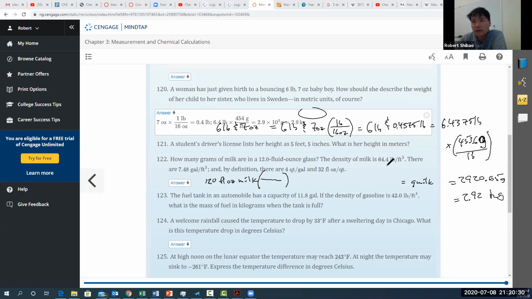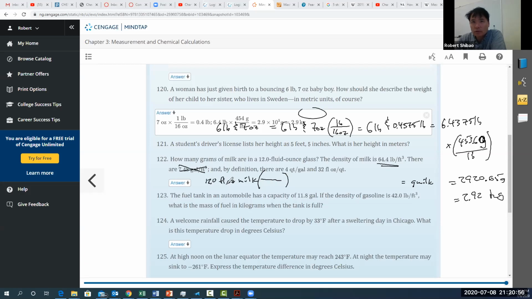Let's see what else we have here. The density of milk is 64.4 pounds per cubic foot. There are 7.48, I don't like this. We don't need that. We need the density. Gallons to cubic feet, we don't need that, because we should be able to do this without it using conversion factors that we know.